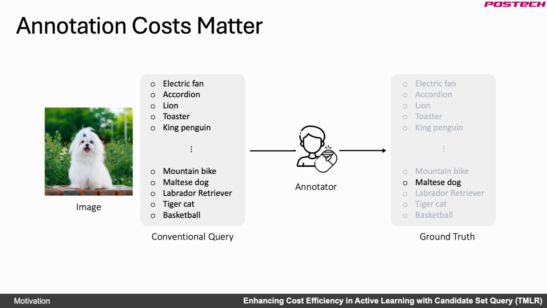Consider labeling a picture of a dog. If there are 100 possible classes, the annotator must search through all 100. The effort grows with the number of options and becomes especially burdensome if the label involves unfamiliar terms, such as medical terminology.